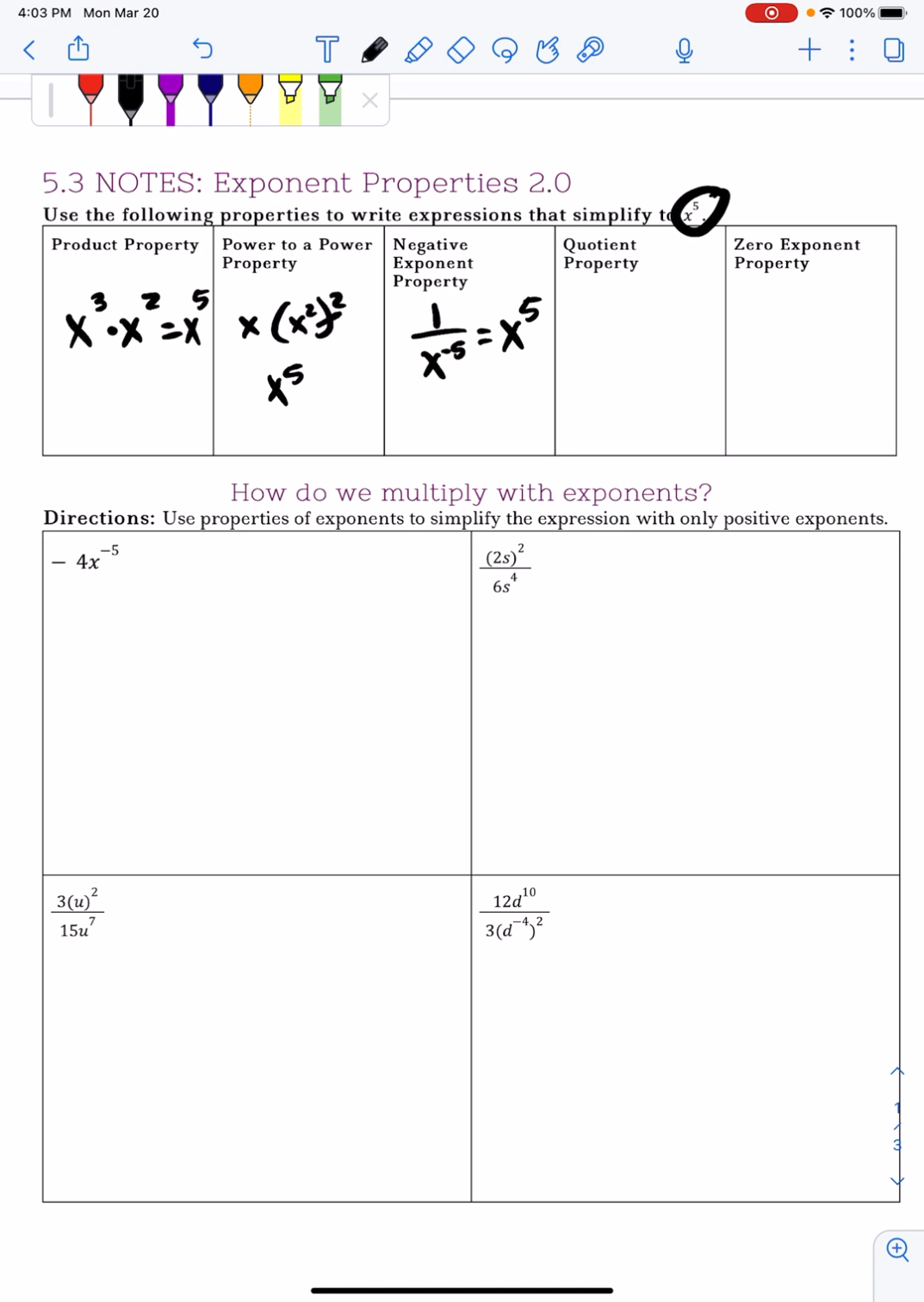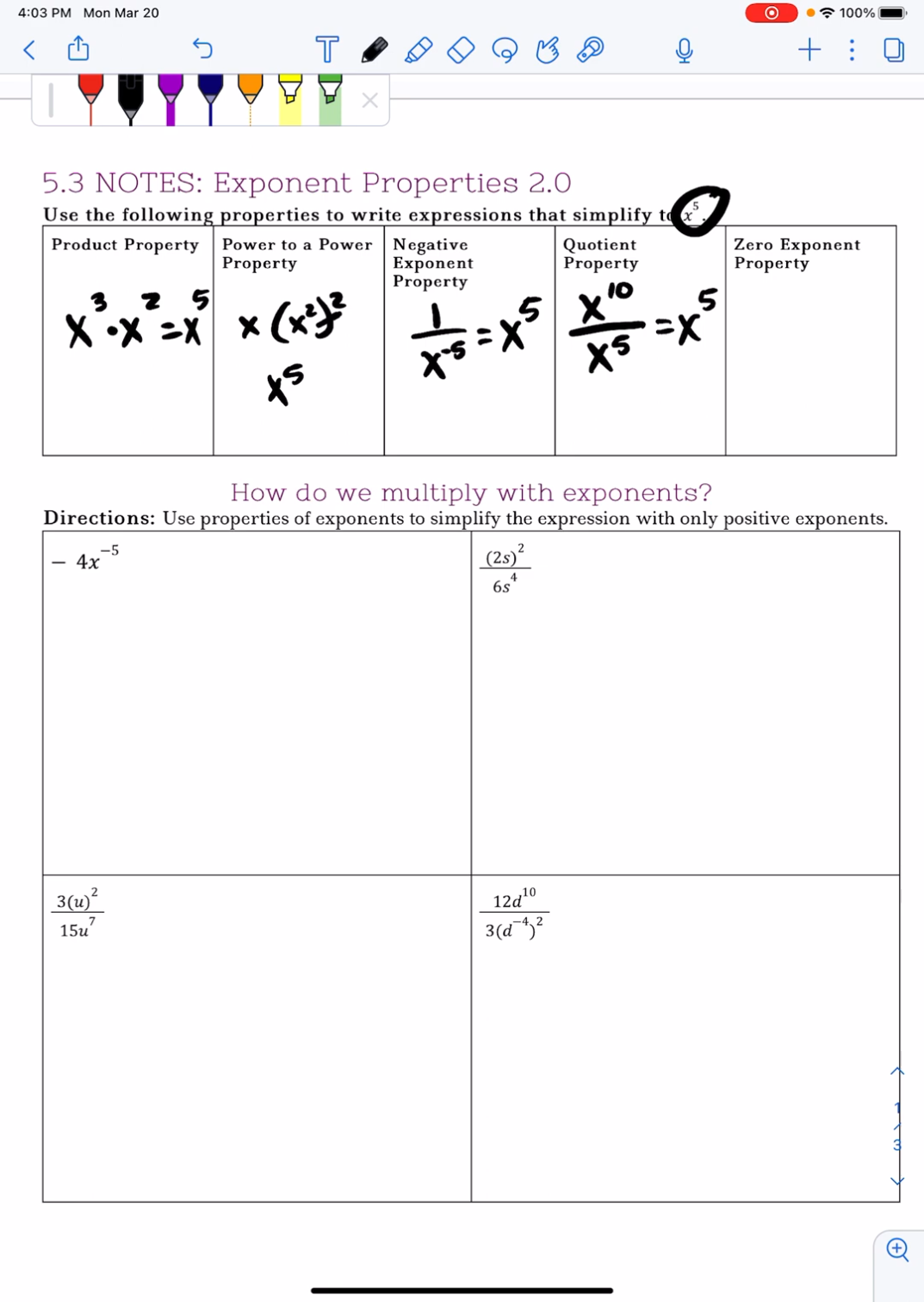Quotient property says I have more of the same, I'm going to subtract. As long as the bases are the same, I will subtract the exponents. So I want to have more on the top than the bottom, like x to the power of 10 over x to the power of 5. 10 minus 5 is 5, so this equals x to the power of 5.